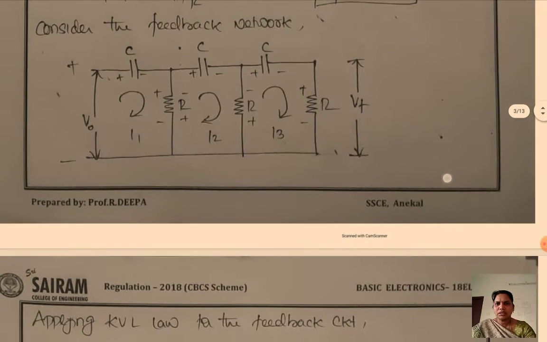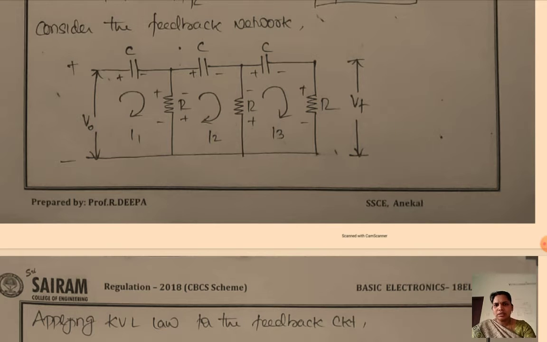So let us consider the feedback network which is there in the RC phase shift oscillator. We have three RC networks connected in the feedback path. The input to the feedback path is fed from the output of the RC phase shift oscillator. So the input is V0, and the output of this feedback network is represented as VF, which is fed as an input to the inverting amplifier.